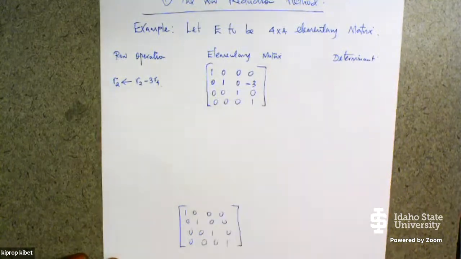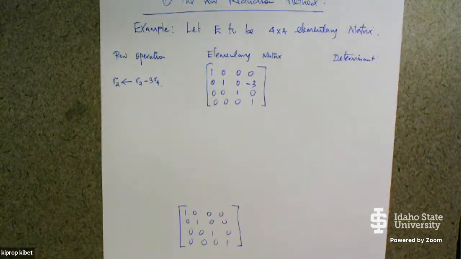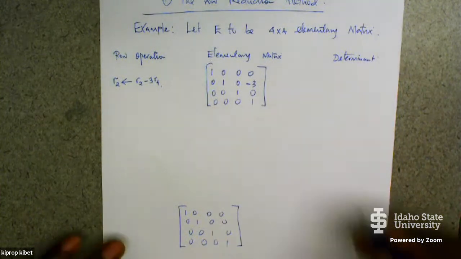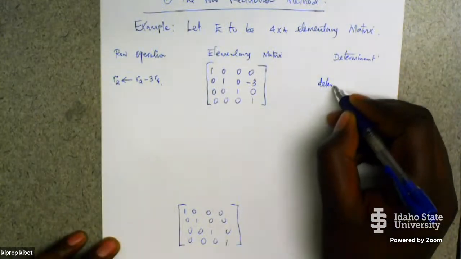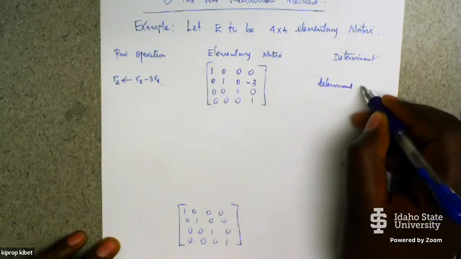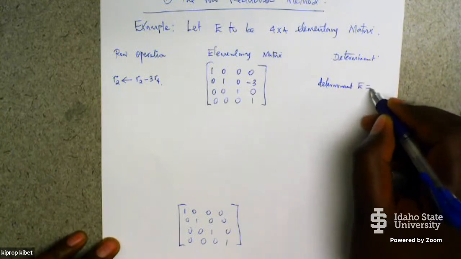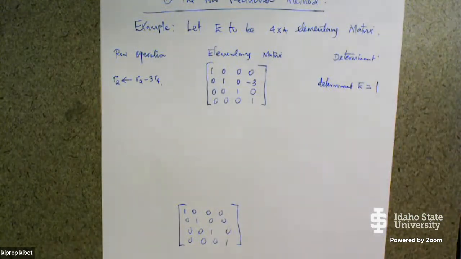So what is the determinant here? We just multiply the diagonal entries. So the determinant of E is equal to 1. It shows that if we do a row operation of adding to an elementary matrix, it doesn't change the determinant. Now, what happens when we switch?